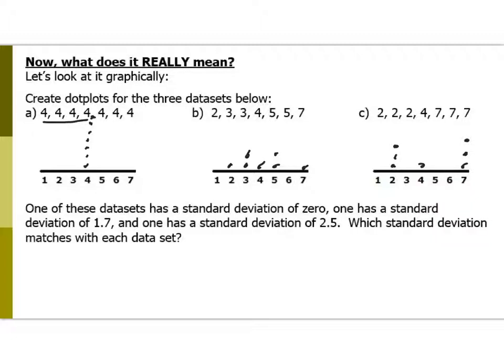All right. So one of these data sets has a standard deviation of 0. Well, hopefully that's fairly obvious to you. So I'm going to write Sx equals 0 because there's no deviations. Everything is a 4. Then we have two different deviations: a 1.7 and a 2.5. So I want to look at my distributions and see which of them seems to be more spread out. I would say that C is more spread out, so that's going to have a standard deviation of 2.5, while the ones for B are a little more clustered, so that's going to be about 1.7.